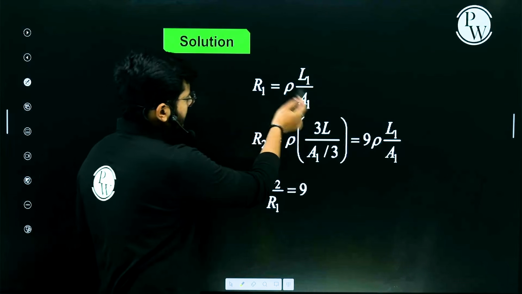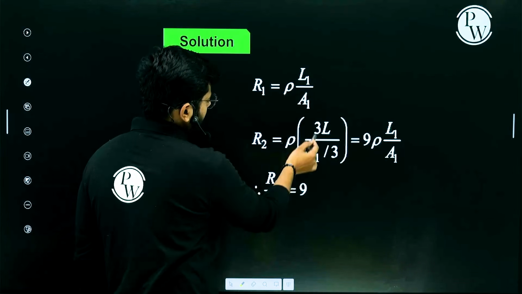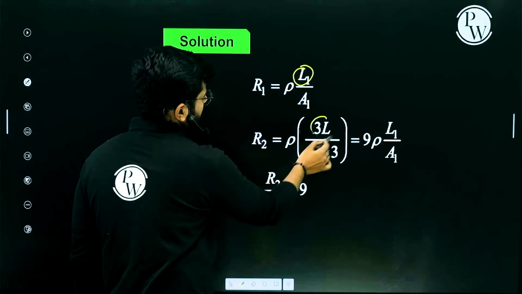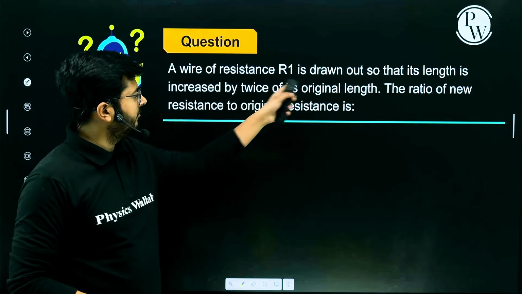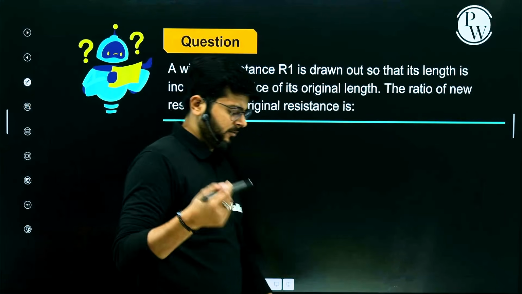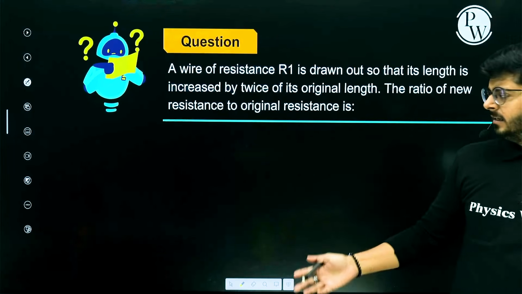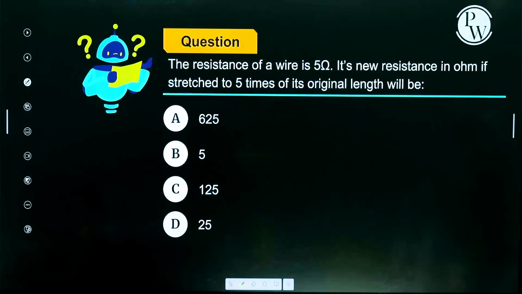So here in this solution, they have taken the length as 3 times, which is why they are getting 9 times. But here in the question, it is written that we have to make it twice the original length. So it's a printing error. No problem, but the idea is going to be the same, right?